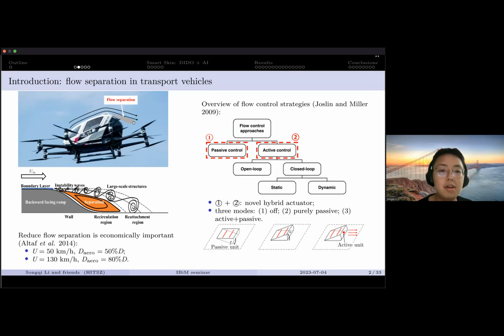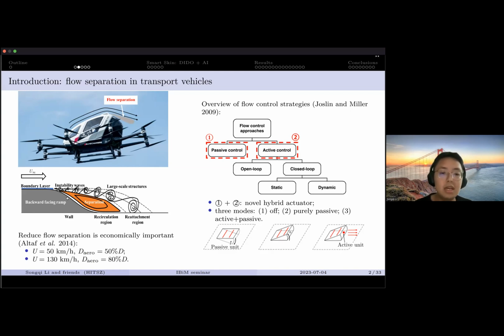And in academic research, we always use simplified models to represent this type of flow separation over sudden expansion of the model. In this case, we use a backward facing ramp to investigate not only the mechanism of flow separation, but also to demonstrate flow control strategies which are applicable to transport vehicles.